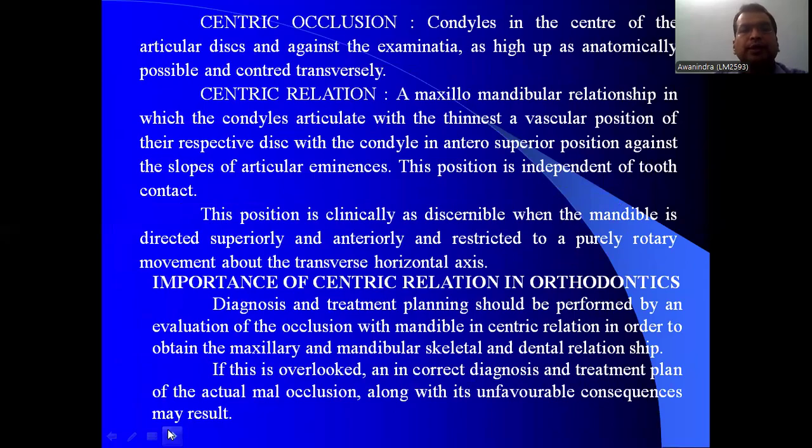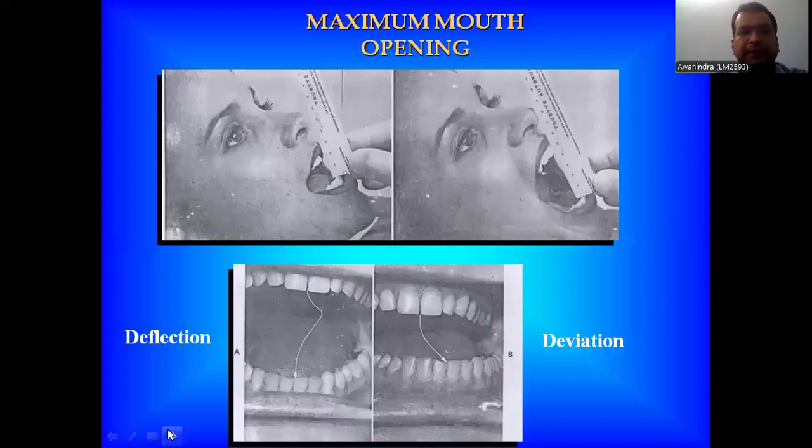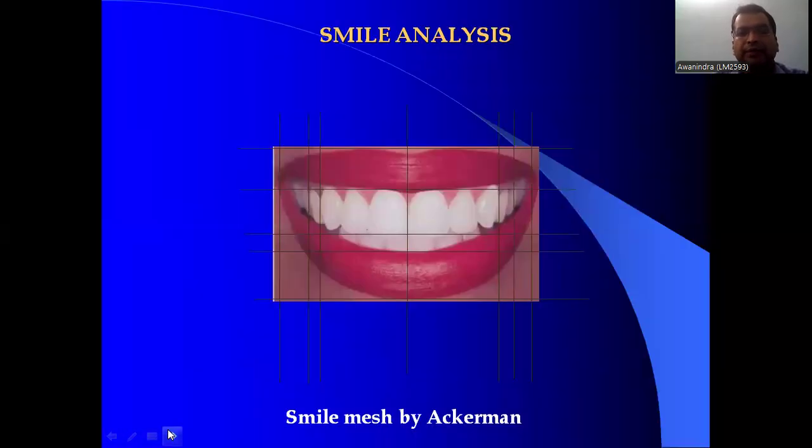So we should know the patient's centric occlusion and centric relation, and whether there is harmony. Freeway space, the space between the teeth when the mandible is at the rest position, is usually 2 to 3 mm, required as a freeway space or interocclusal clearance. We can determine the freeway space by the phonetic method, command method, non-command method, and combined method. Maximum mouth opening should be noted, with deflection and deviations of the jaw to right and left.